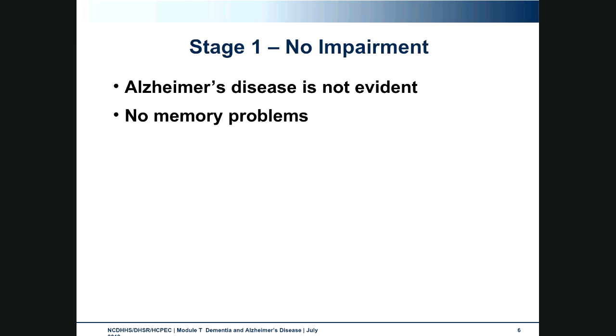Stage 1 is no impairment. The disease is not evident. There's no memory problems. The person doesn't even really know that they've got it going on. So it's not even apparent to the person who has Alzheimer's.